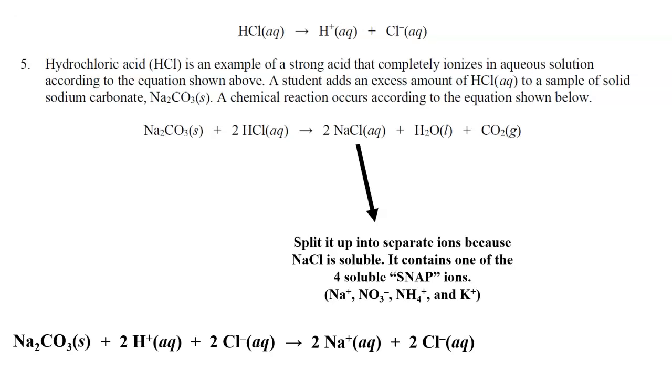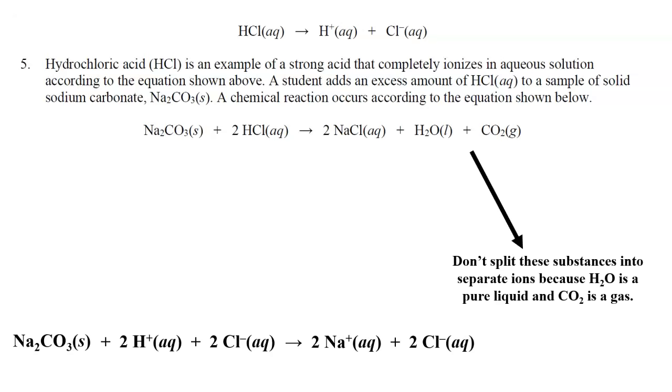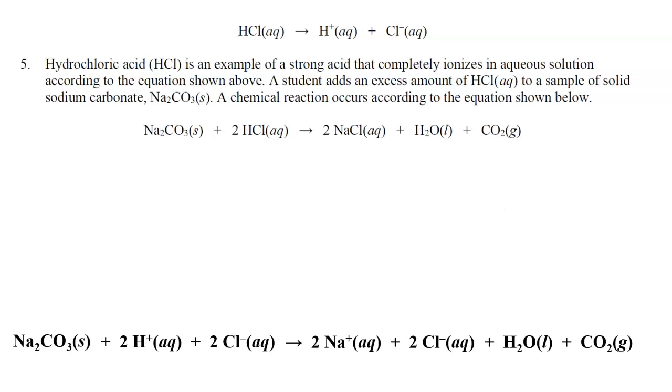that are also aqueous. Now we come to the last 2 chemicals on the right side of the equation, and that would be liquid water and carbon dioxide gas, CO2. But we're not going to split these up into separate ions because they are either a pure liquid or a gas, so they're going to remain exactly as written. So we don't split up the water, it'll just be written as H2O liquid, and we don't split up the CO2, just CO2 gas.